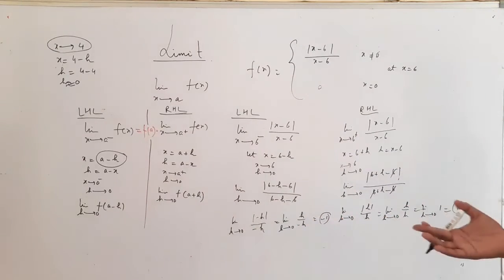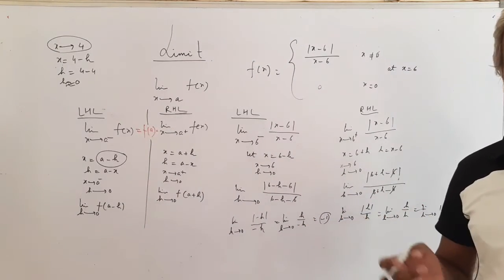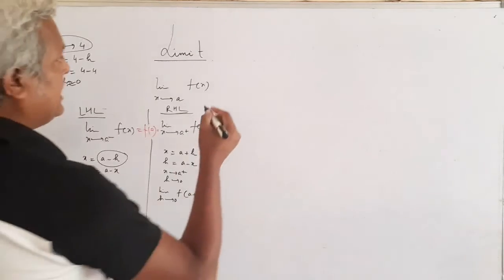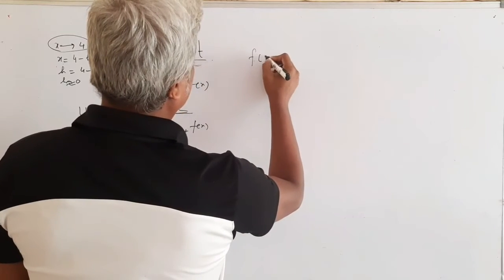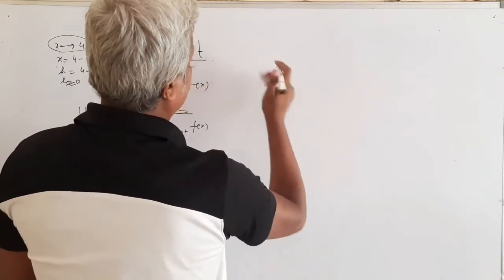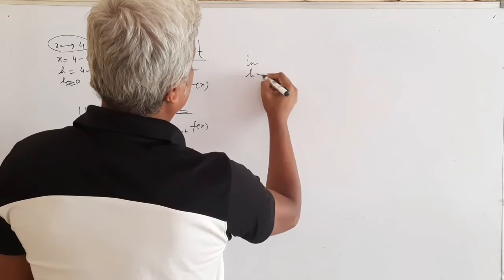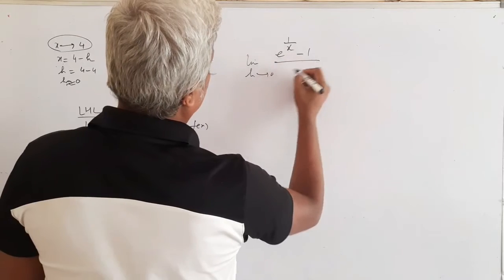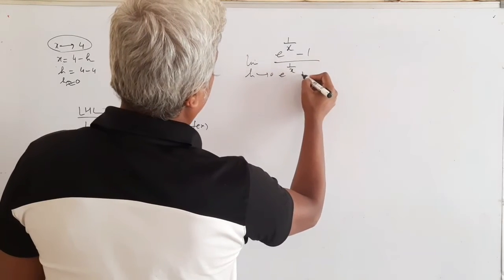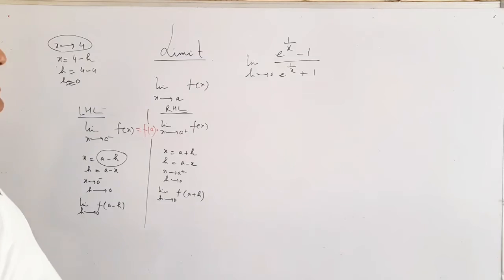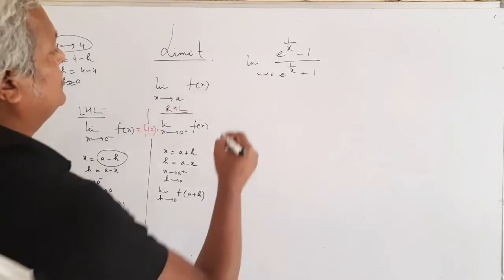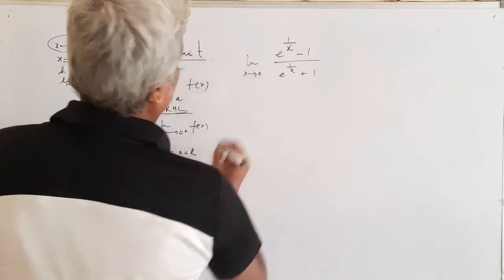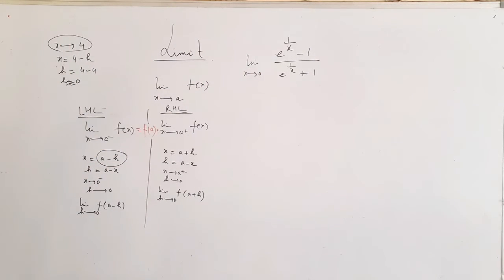I think I have made myself absolutely clear, and I will explain another example to clear your concept. Now I have a question: limit x tends to 0, e to the power 1 by x minus 1 upon e to the power 1 by x plus 1. And we have to discuss whether the limit exists in this case or not.